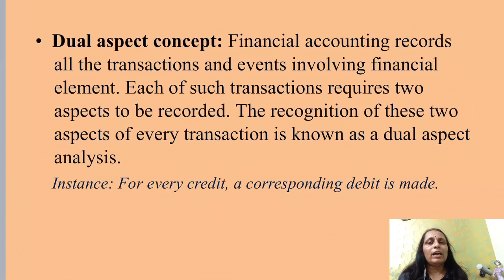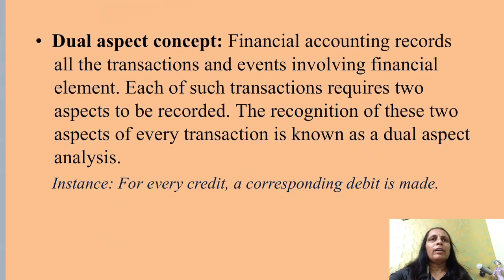So, dual aspect concept means in every transaction we have to recognize which two aspects will be affected by this particular transaction, and then the recording will take place. Every time you record a transaction, there will be two aspects that will have an effect. You have to identify them, and according to the rule of debit and credit we will be recording it. So, the accountancy basically has a dual aspect concept, right?